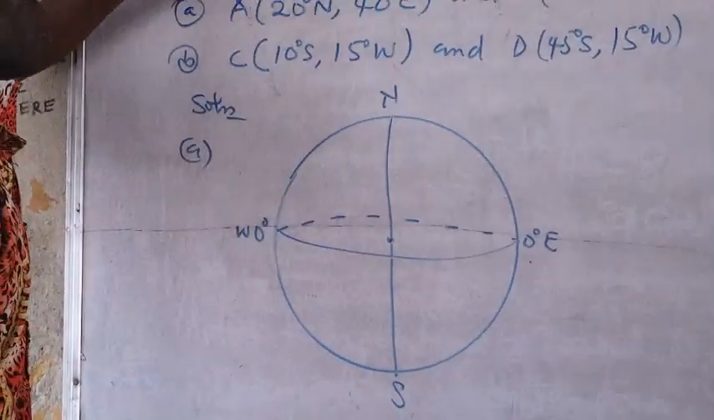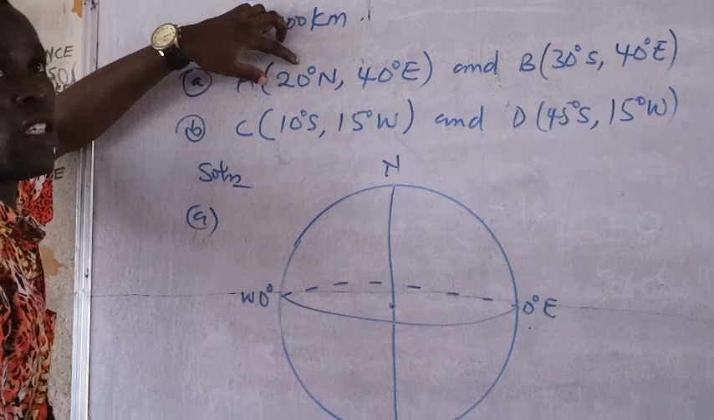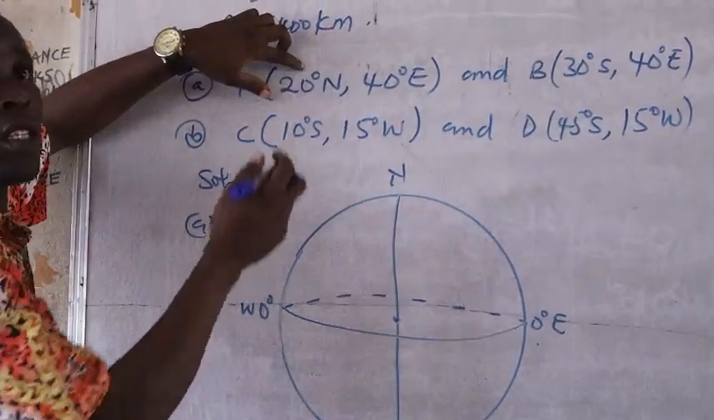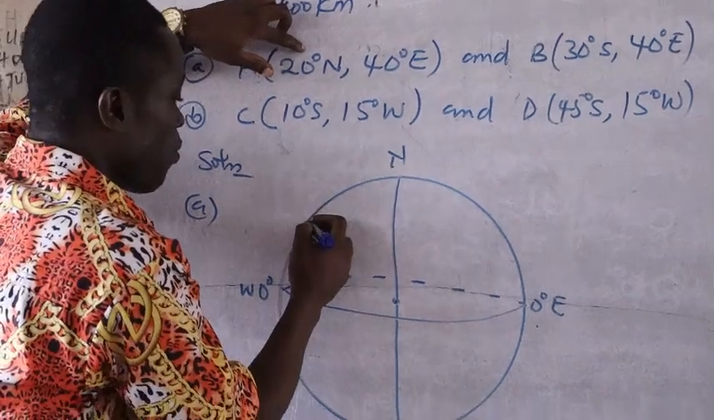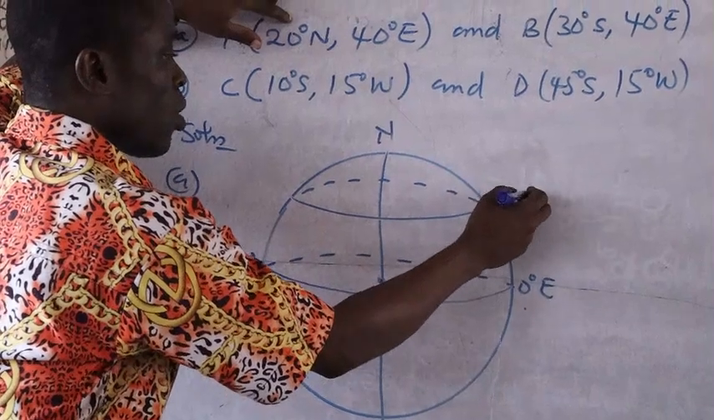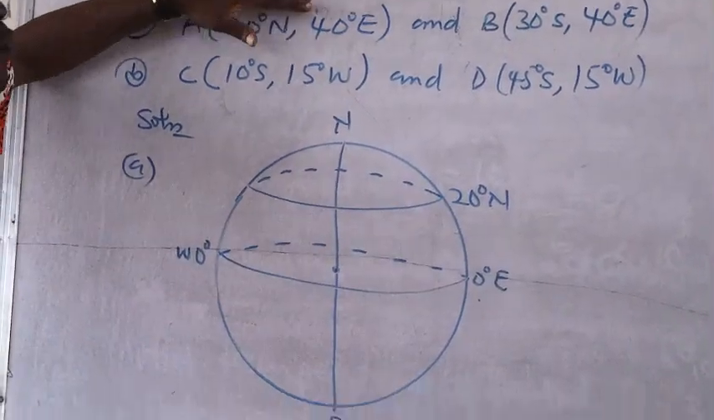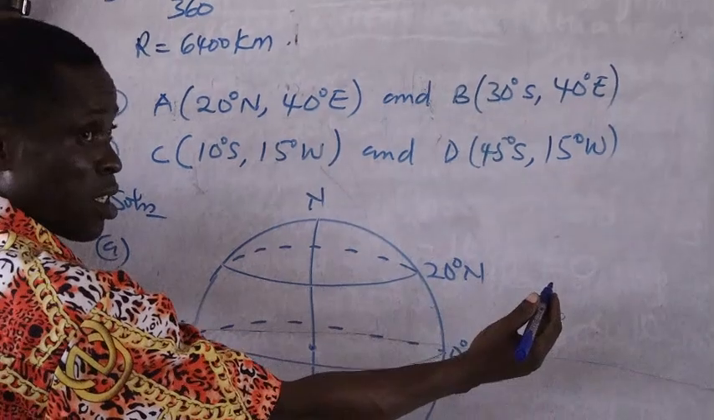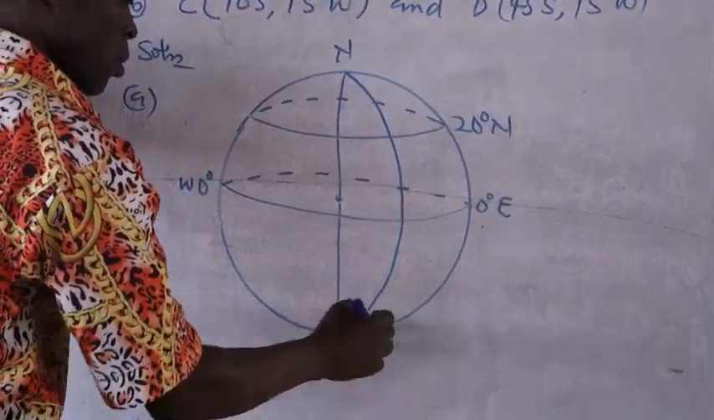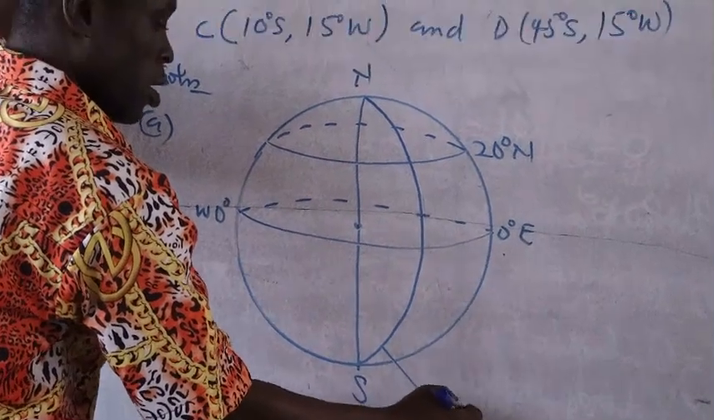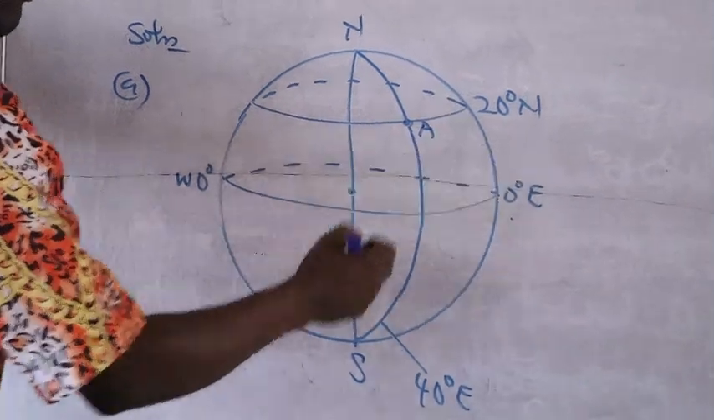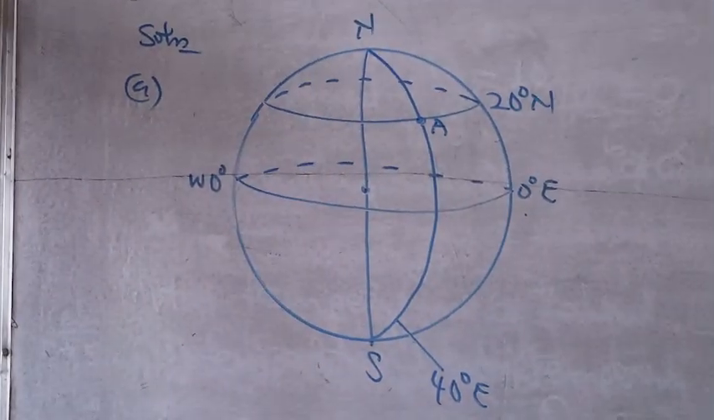Then from this question, point A, we have 20 degree north. You all know that anything from this equator upward is north. We have 20 degree north, 40 degree east. This is east, 40 degree east, and there's a point of intersection. This is the point A. I hope it is clear.